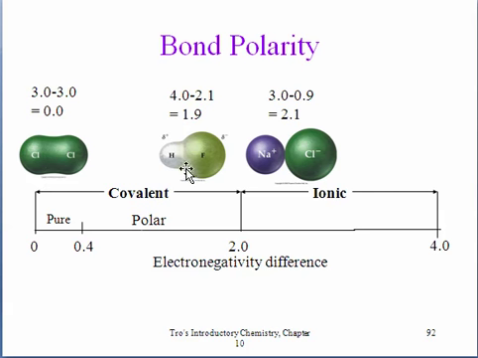Here we have a polar covalent bond, fluorine, very electronegative, hydrogen, not so electronegative. We have a difference here of almost 2, which would make it ionic, so very polar covalent bond. And here we have an ionic bond. If we look at the difference in electronegativity between chlorine and sodium, we get 2.1, which puts it in the ionic realm. So here's our continuum, and here's our separation for the nonpolar, polar, and then ionic.